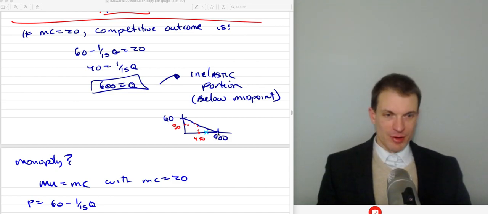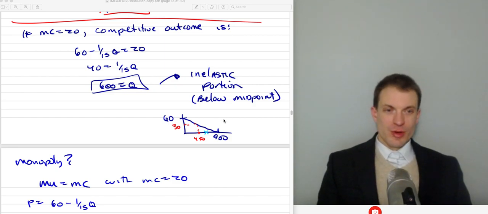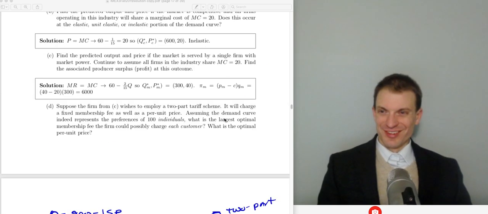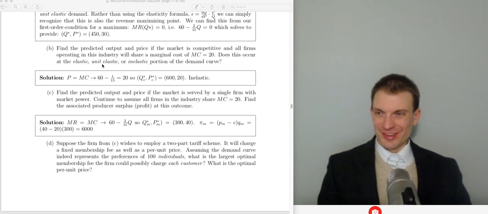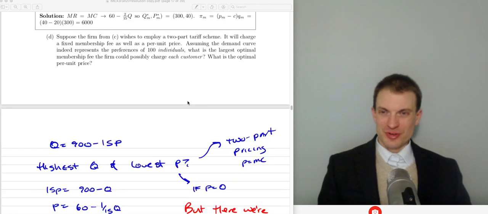Now, my comment about the midpoint before is super relevant for this, because I was then asking, are you on the elastic or inelastic portion of the demand curve? And you're like, well, what do you do? The easiest way to answer this question, which is, is this on the inelastic, unit elastic, or elastic portion of the demand curve?